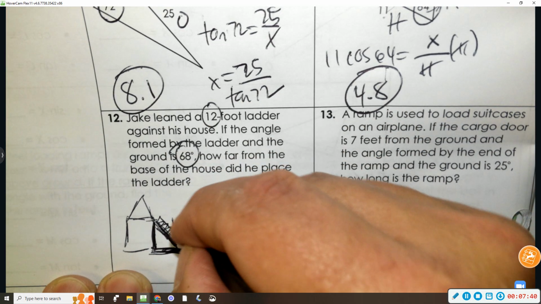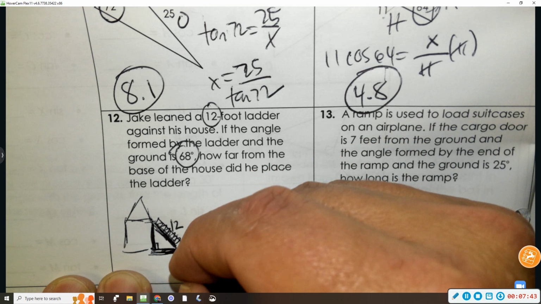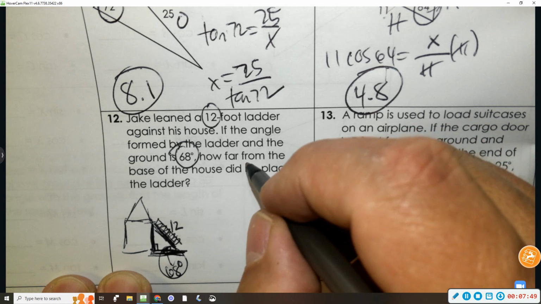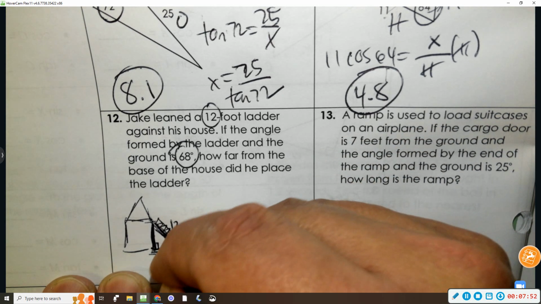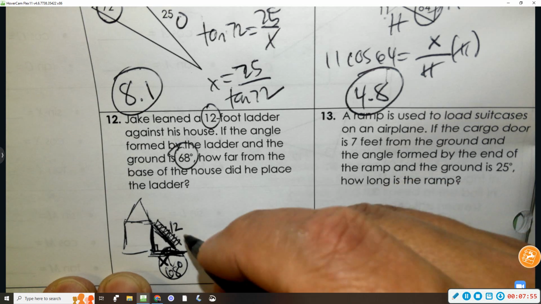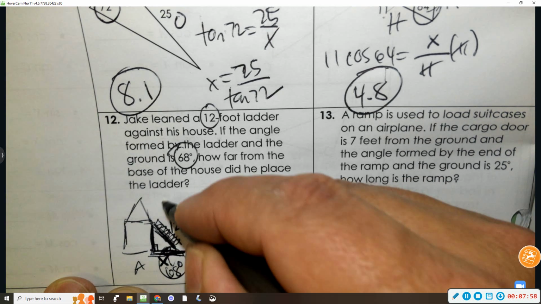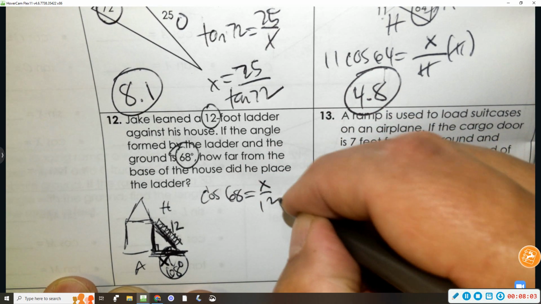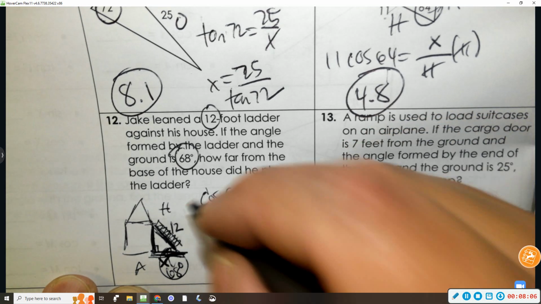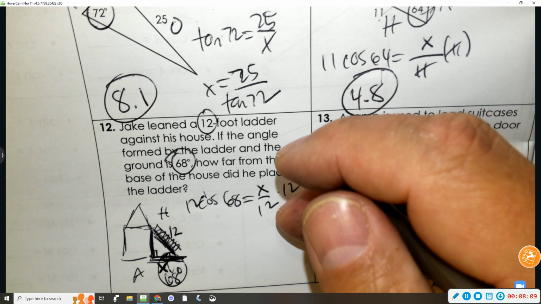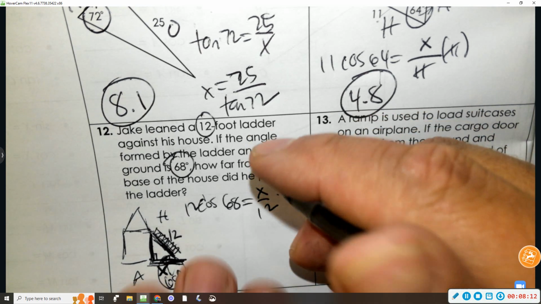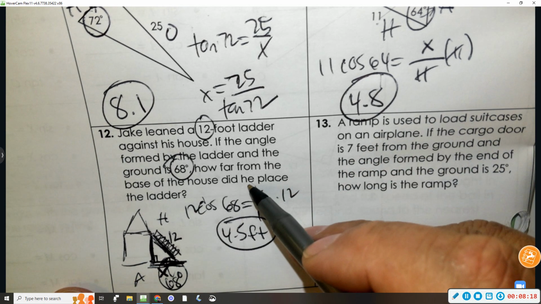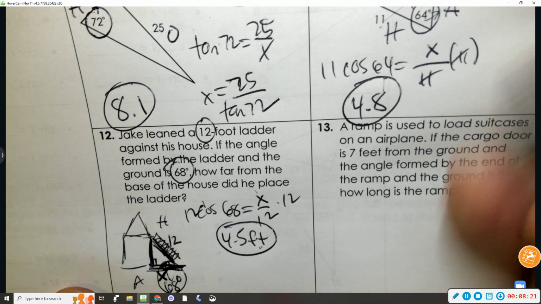12 feet is the ladder, that's the hypotenuse. And this angle here, the ladder and the ground, is 68 degrees. And what we're looking for is how far from the base of the house did he place the ladder. So this bottom part here is what I'm looking for. So if this is 68 degrees, this is adjacent over hypotenuse. So we're going to write down cosine 68 adjacent over hypotenuse. Multiply by 12 and then use your calculator. And you get 4.5. So how far from the base of the house did he place the ladder? And the answer is 4.5 feet.